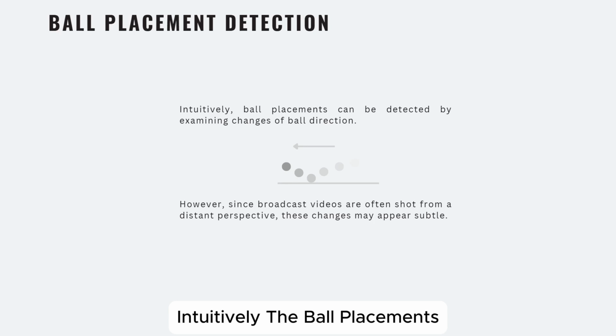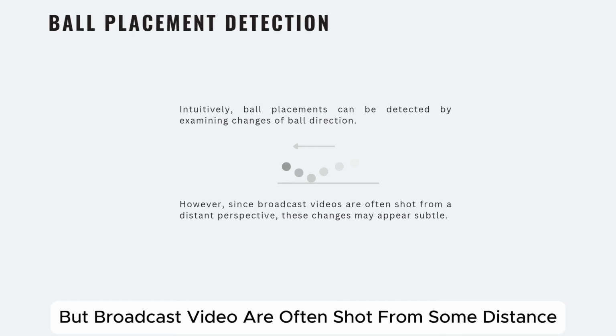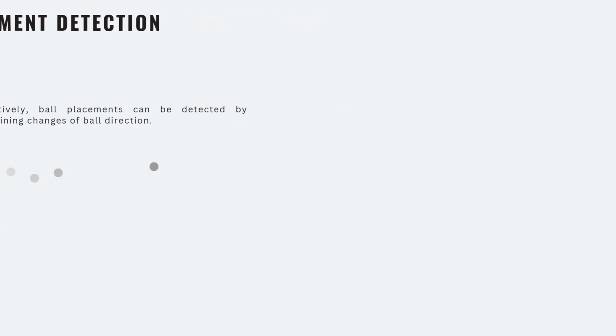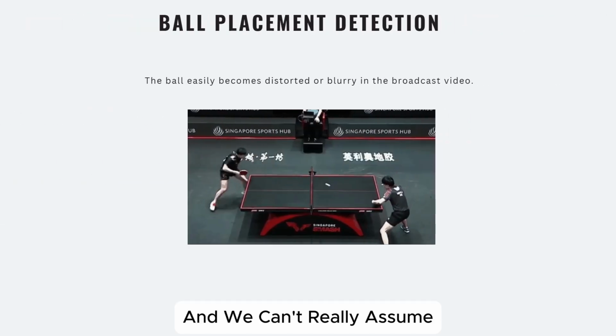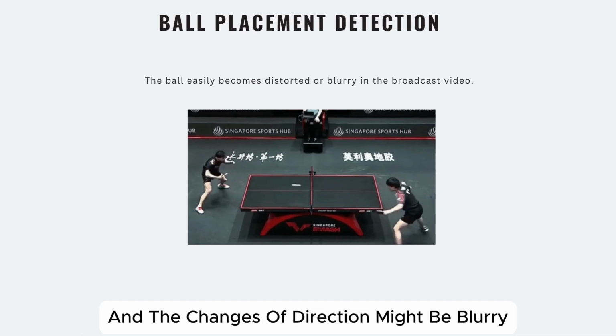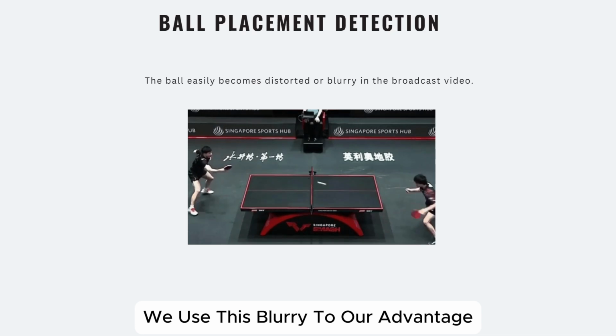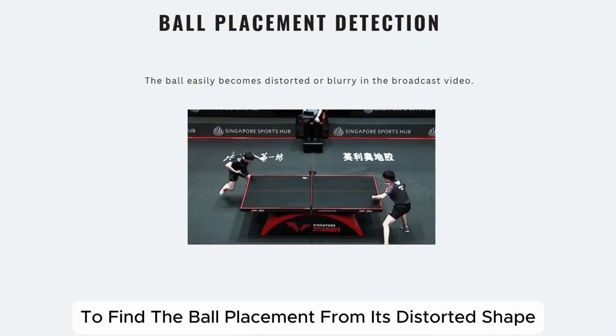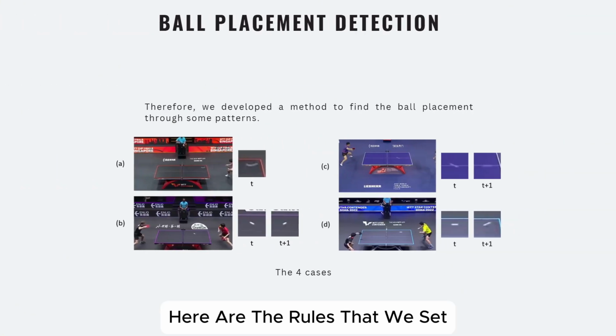Intuitively, ball placements can be detected by looking at the change of the ball's direction. But broadcast videos are often shot from some distance, and these changes of direction may appear very subtle. And we can't really assume that the ball will be captured by the camera clearly, and the changes of direction might be blurry. We use this blur to our advantage and developed a method to find the ball placement from its distorted shape. Here are the rules that we set in order to get the ball's placement.